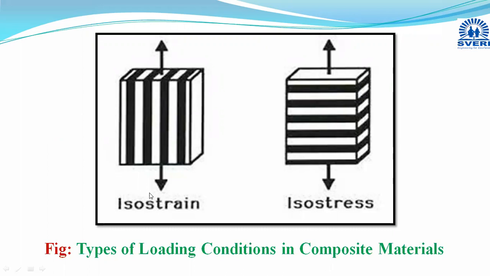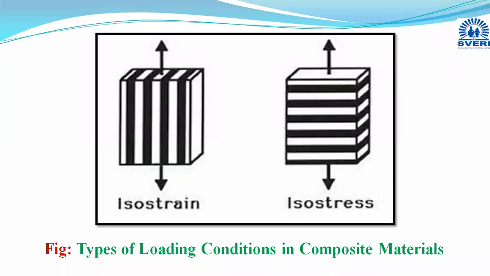In isostrain loading condition or longitudinal loading condition, the load is in the direction of layers. This is the direction of layers, and this is the direction of load also. Load is in the direction of the layers or laminations or fibers. That will be termed as isostrain condition.